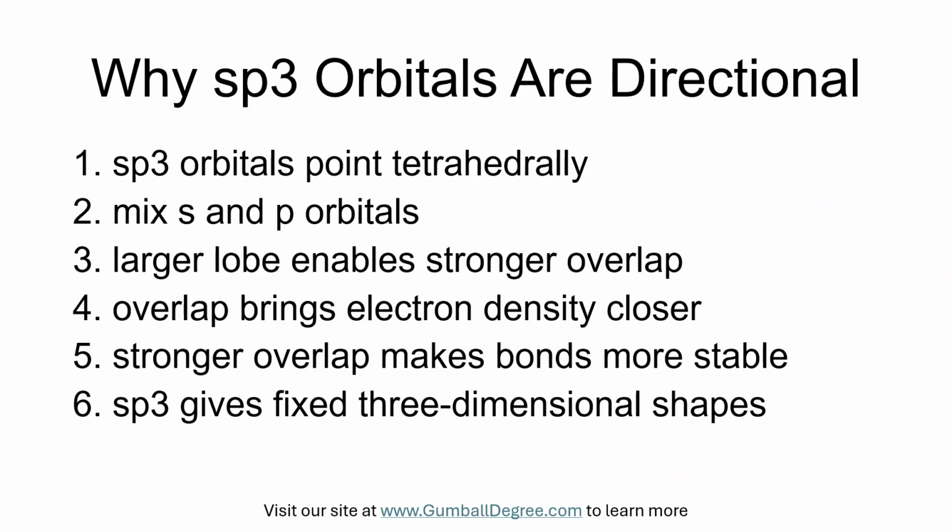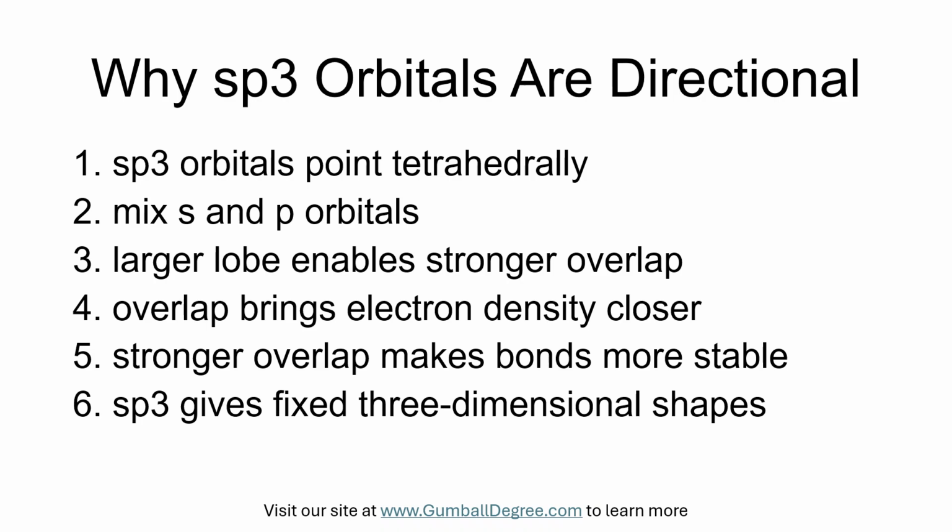Imagine you are building a tent with 4 poles that all lean away from the center in different directions, so the tent is stable. sp3 hybrid orbitals are like those poles pointing toward the corners of a boxy triangle shape called a tetrahedron. So the electrons are held in specific directions rather than all around the atom.